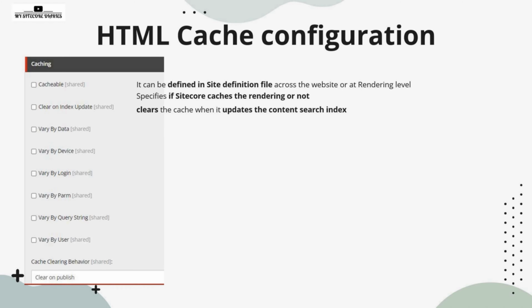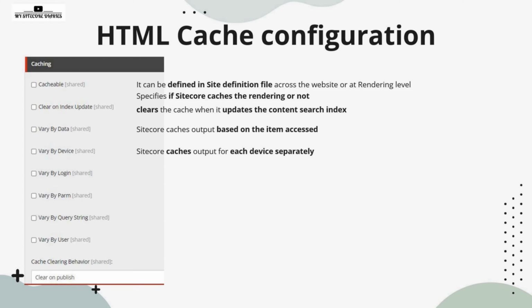The next one is Clear on Index Update. So when should the HTML cache get cleared? If you are having an index update, whether the cache should get cleared is configured by this checkbox. It clears the cache when it updates the content search index. Next is Vary by Data. If you want to vary your caches depending on the data, you can select Vary by Data. So if the data is changed, then your cache will change. Sitecore caches output based on the item access.